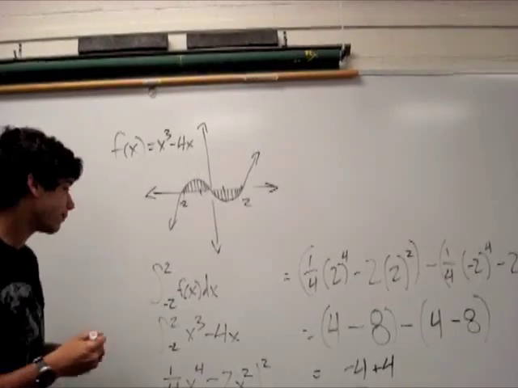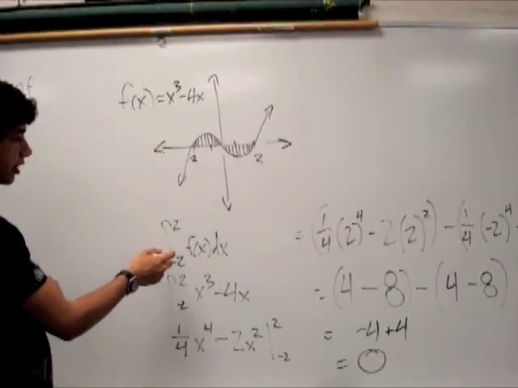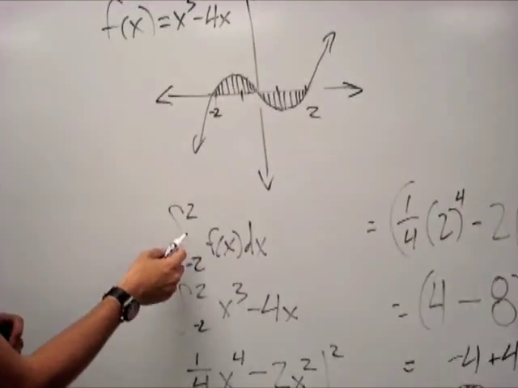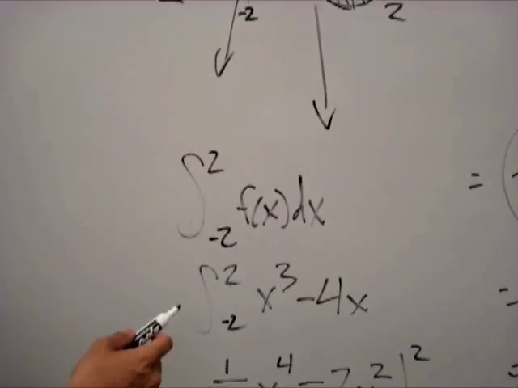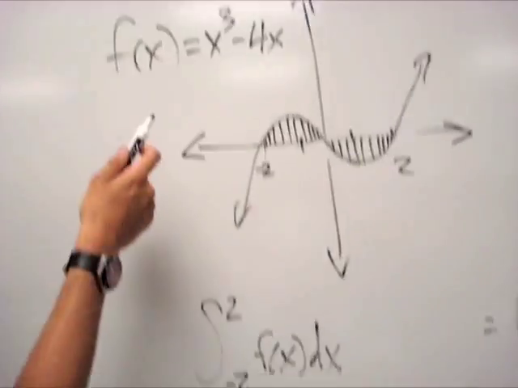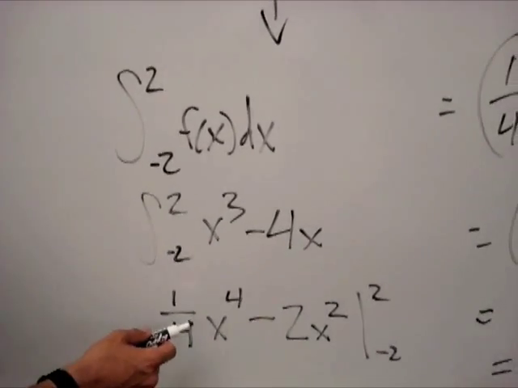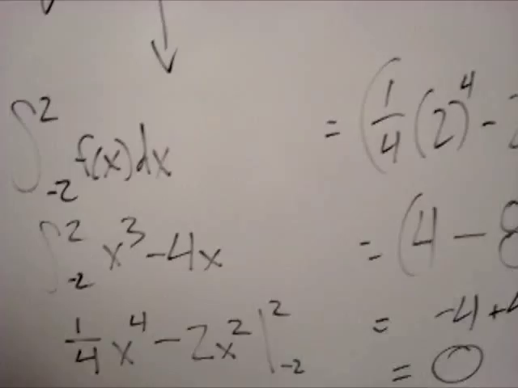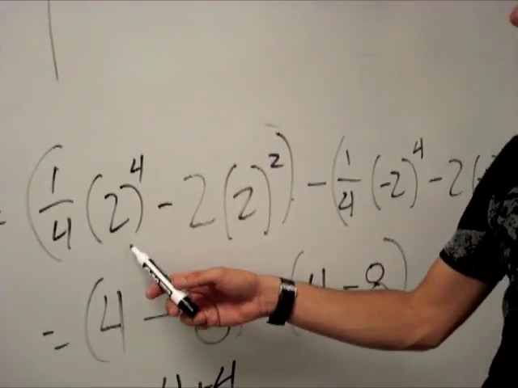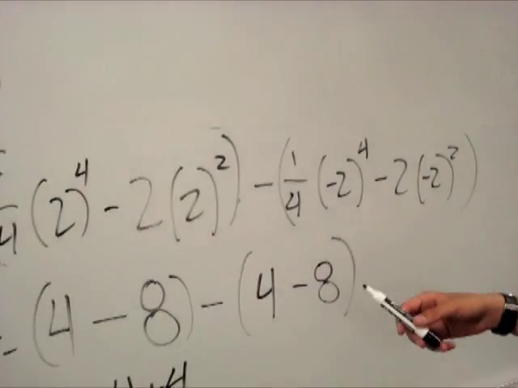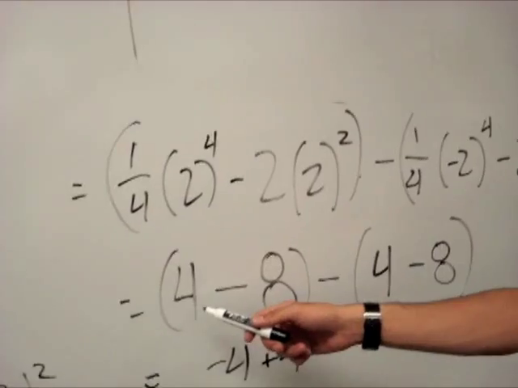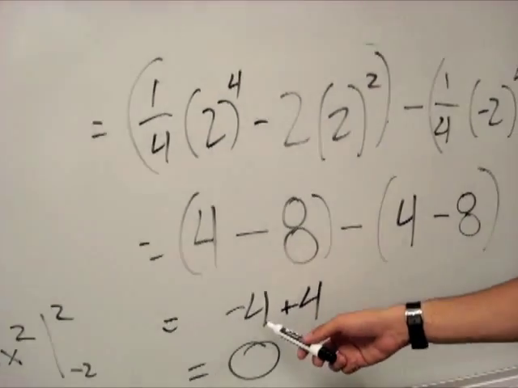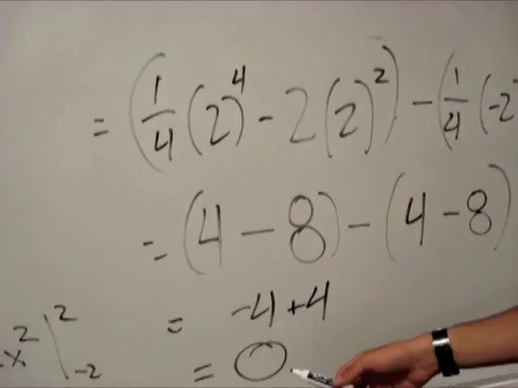We're trying to find the net area. Alright, so we're going to take the integral of the function f of x dx over the interval -2 to 2. So this is our function, which we got from up here. When we integrate this, we get 1/4 x to the 4th minus 2x squared over the interval -2 to 2. As you can see here, the equation is expanded, and after you do all the simple math in this part, you get down to 4 minus 8 minus the quantity 4 minus 8. And eventually, once you get down here, it's -4 plus 4, which equals 0.